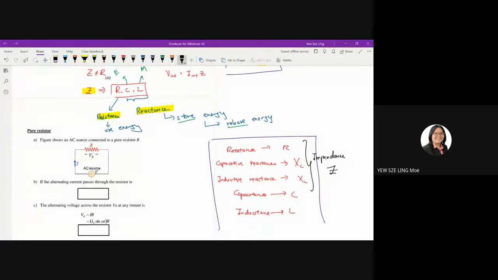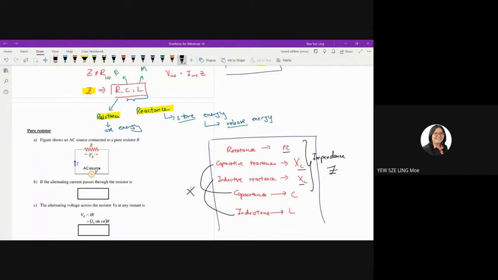Okay, so you need to be able to tell what it means by capacitive reactance, inductive reactance, capacitance, inductance, and reactance, and so on. If questions ask you to calculate impedance, what are the values that you need to use in your calculation? You need to use R, XC, and XL. Especially when it comes to XC and XL, pelajar sentiasa keliru. Dua ini dia tak sama. Dua ini pun dia tak sama. So make sure you are clear.